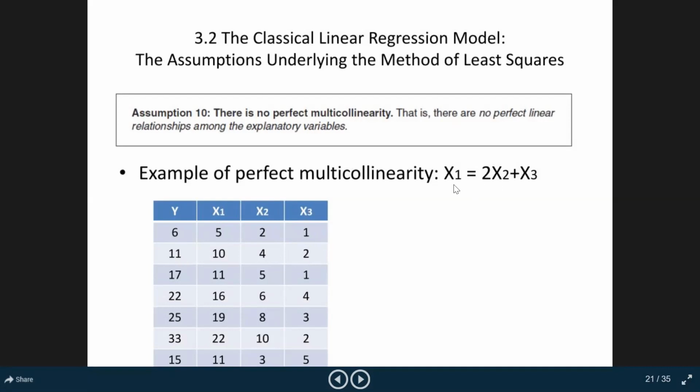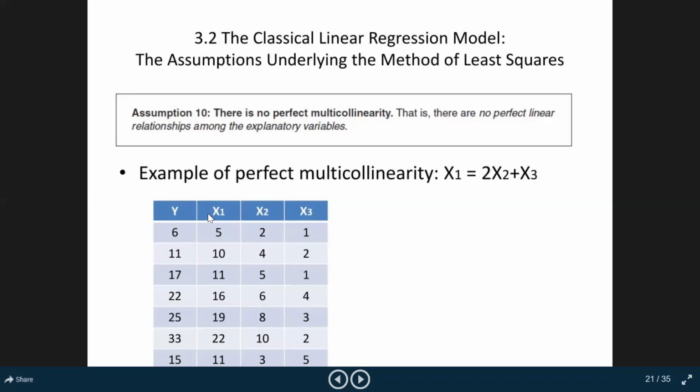The function's mathematical structure is written over here. Similarly, if we multiply 5 with 2, you will get 10, plus 1, that is x1, 11, and so on, which means that x1 is linearly associated with x2 and x3. So this is an example of perfect multicollinearity.